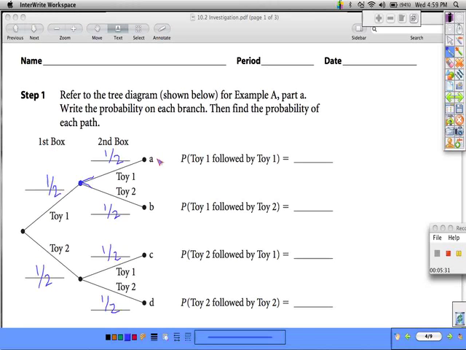And so we're getting toy 1, toy 1, toy 1, toy 2, toy 2, toy 1, toy 2, toy 2. And these are 4 possible outcomes. The probability of getting each of these is 1/4. And then what we did in the example is we added those two things together.